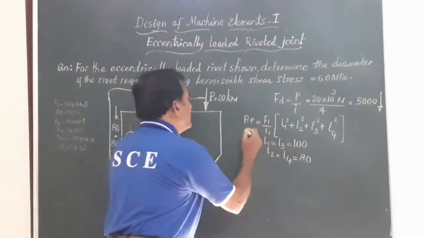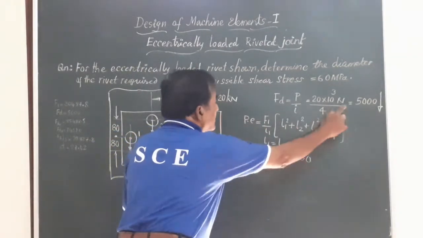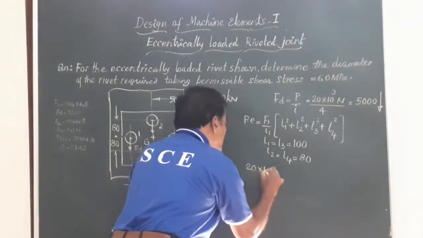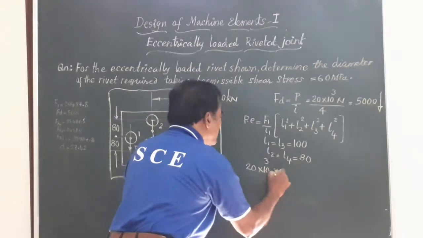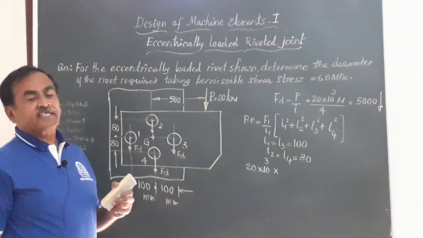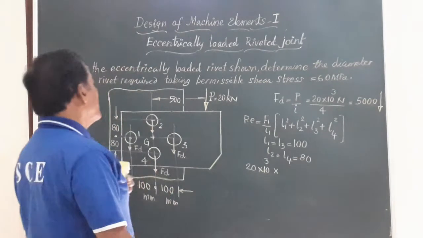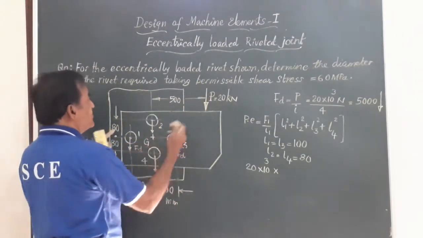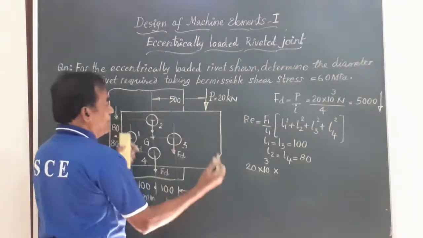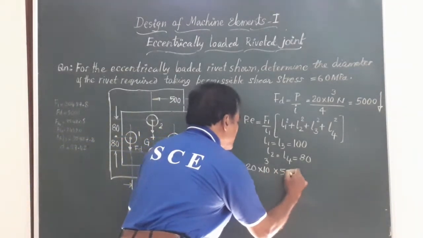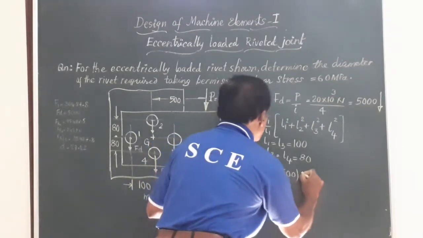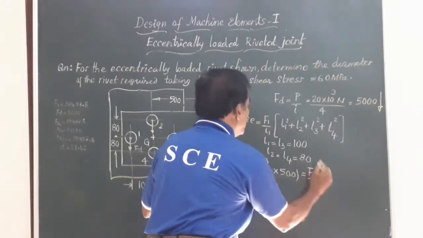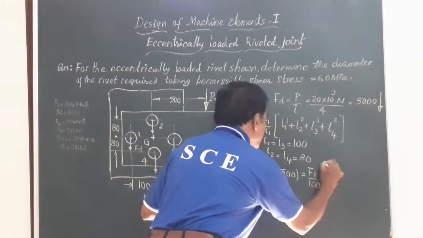Friends, you can simplify this equation and say this P is 20 kilonewton, 20 into 10 to the power of 3 Newton, multiplied by eccentricity. What is the meaning of eccentricity? It is the distance between the point of application of the load P and the CG. So that's already given as 500 mm. So into 500 is equal to F1 by L1, F1 is unknown, by L1 is 100, bracket.